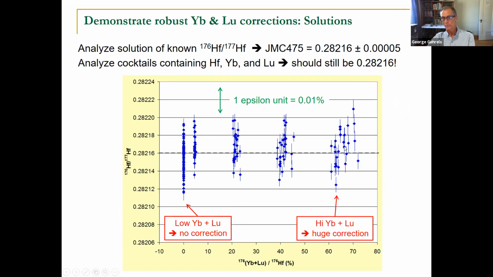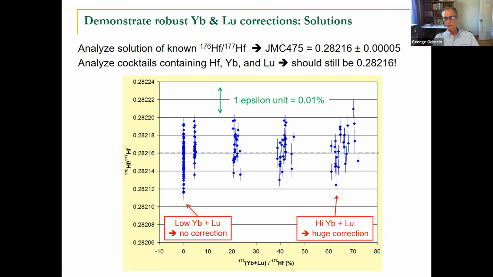It would be like taking this measured value, where you're about a mile up in the air in ratio space, and correcting it down to this 28216 value to 0.01% precision. So that's the challenge. Well, great news if you can do this for solutions. That's the first kind of hurdle that you have to get over.